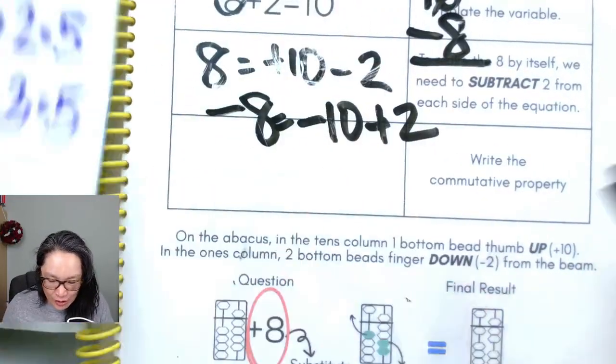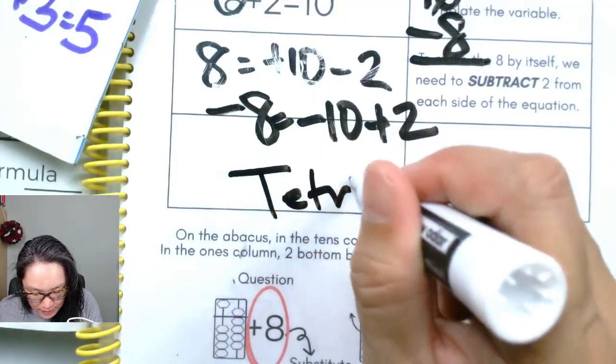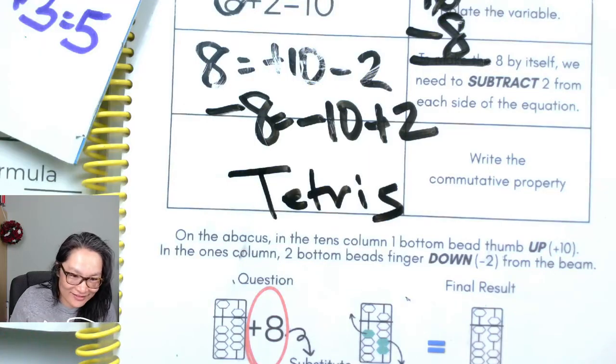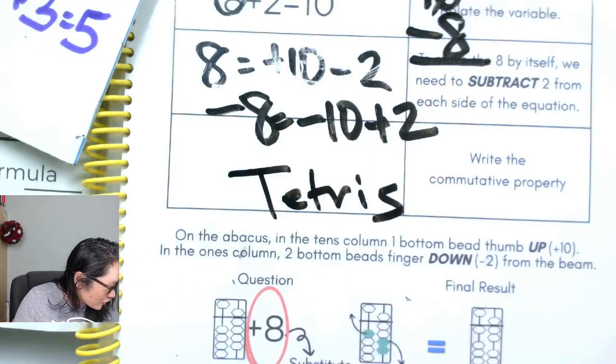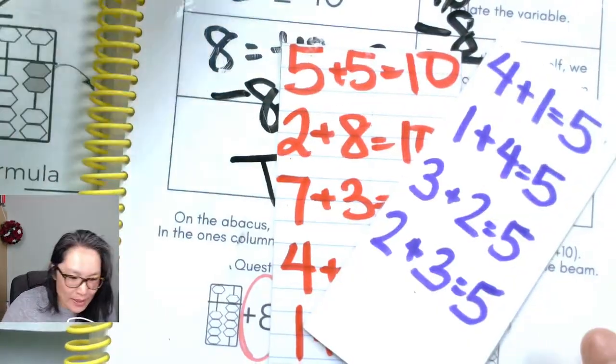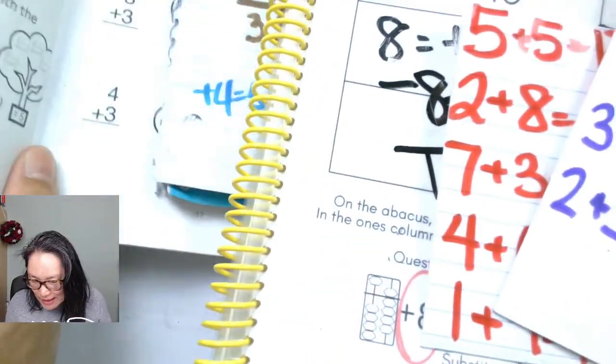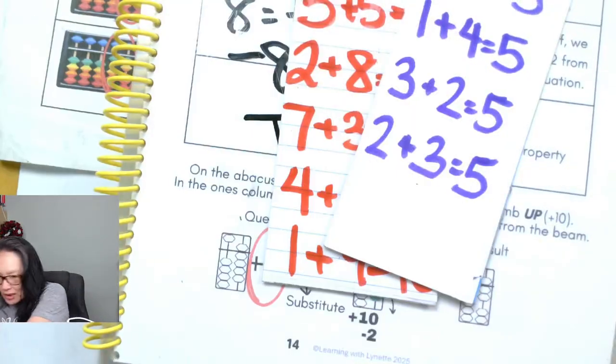Anybody know how to play Tetris? That's what we're going to do. We're going to do a little bit of Tetris in math, in the Abacus way. Tetris my way through. Oh, maybe I'll do that as a phrase. Tetris, that's brilliant. Yes, good.